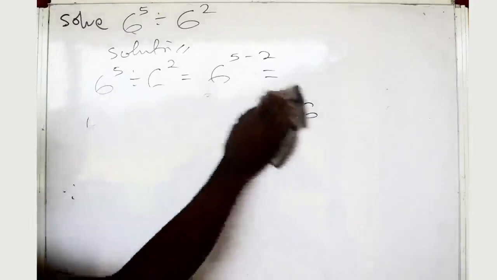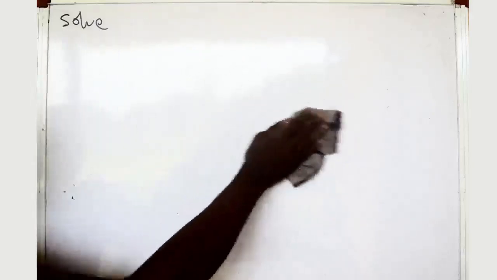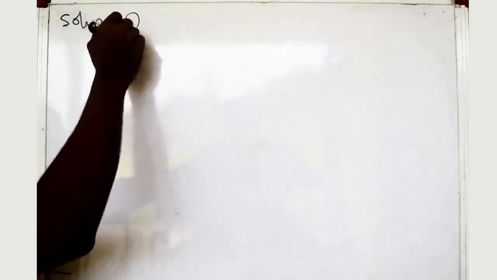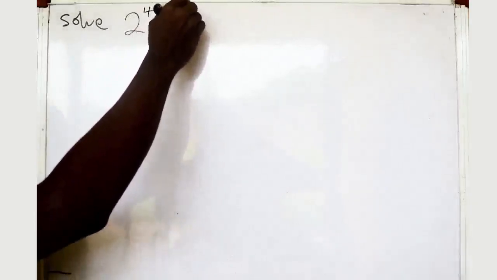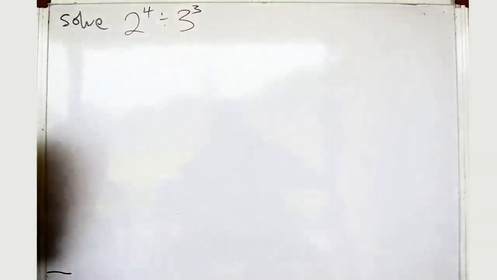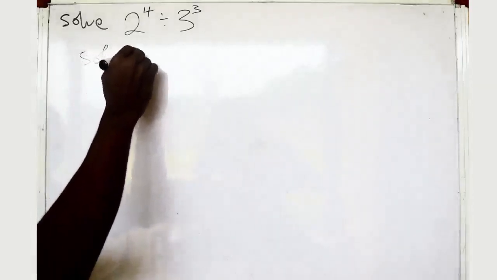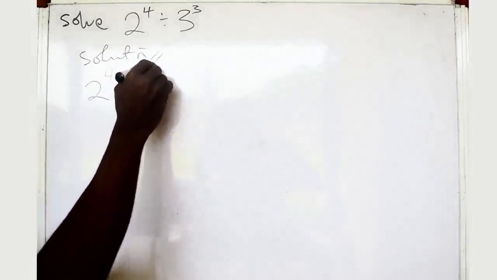So supposing we are given this type of thing to do, some of you will start asking some questions, which is not bad. So suppose you are given this type of thing, 2 raised to the power of 4 divided by 3 raised to the power of 3. The solution is 2 raised to the power of 4 divided by 3 raised to the power of 3.